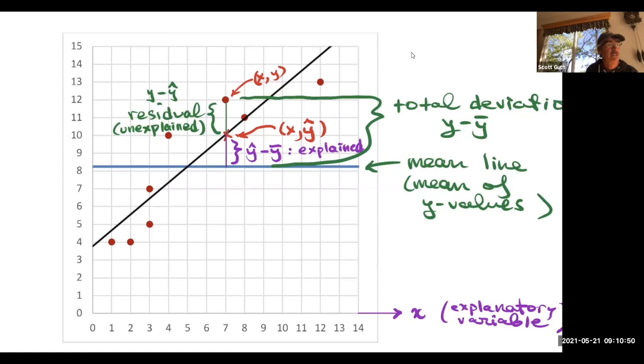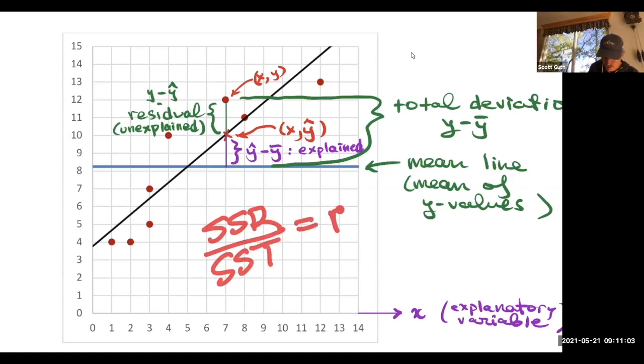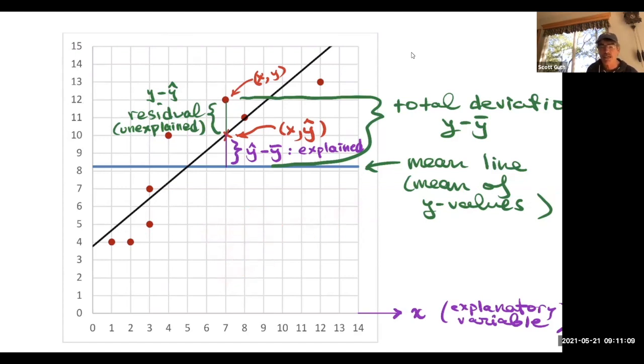We learned that the SSR, which is the explained variation, divided by SST, the total variation, is actually just R squared. And that's just totally out of nowhere. There's no way you could have predicted that. It's just out of the math. Yeah, it just came from the math.